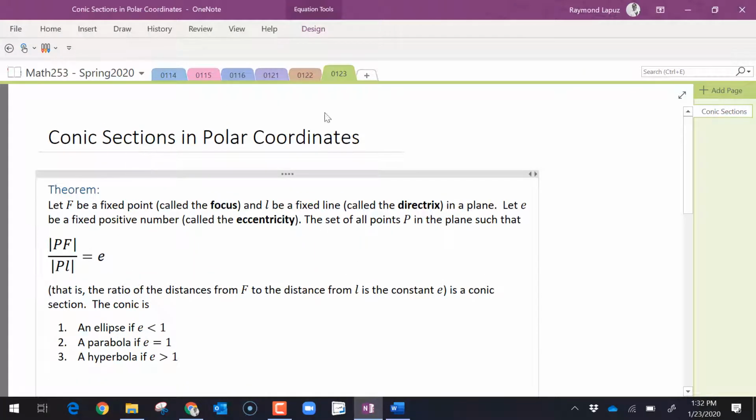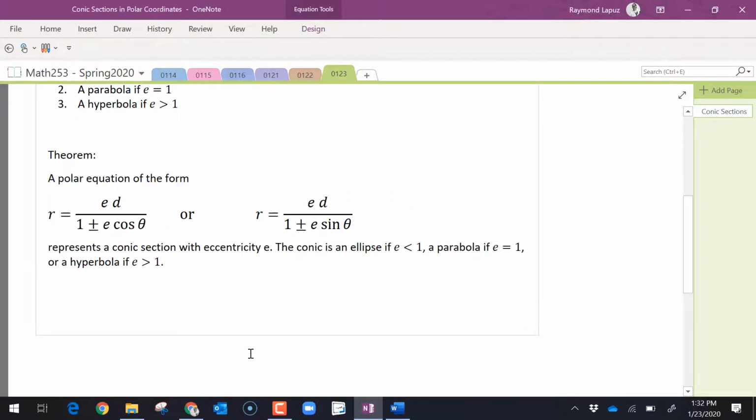Okay, conic sections, polar coordinates. There's a theorem. Eccentricity is a ratio between the distance between a point and the focus and a line. If your eccentricity is less than 1, you have an ellipse. If it's equal to 1, you have a parabola. And if it's bigger than 1, you have a hyperbola. All right, we're all caught up.